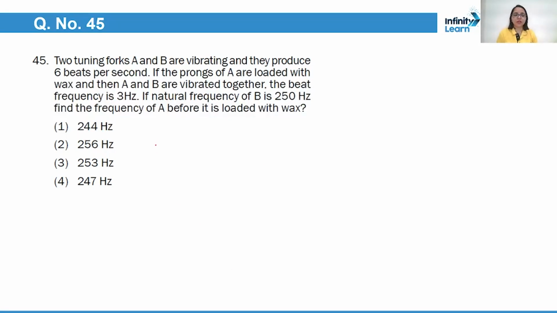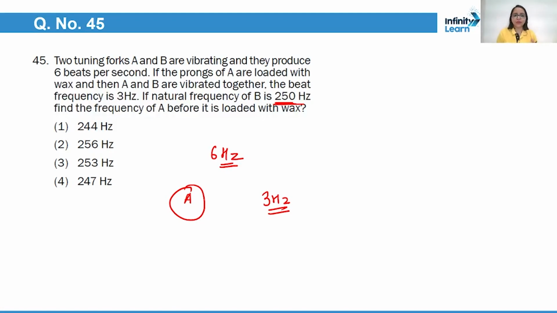We have two tuning forks, A and B, vibrating and they produce 6 beats per second. If the prongs of A are loaded with wax and A and B are vibrated together, then the new beat frequency is 3 hertz. Natural frequency of B is 250 hertz. Find the frequency of A before it is loaded with wax.